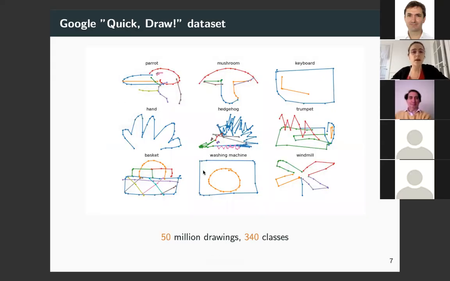An example I will use throughout the whole presentation is a data set from Google called QuickDraw. You can see some nice or less nice pictures. It is a huge data set of 340 different objects that people draw. We have, for example, a parrot, a hand, and we have many samples. This is like a character, a trajectory, and the task is to recognize what has been drawn.